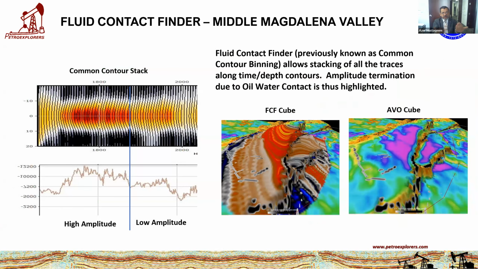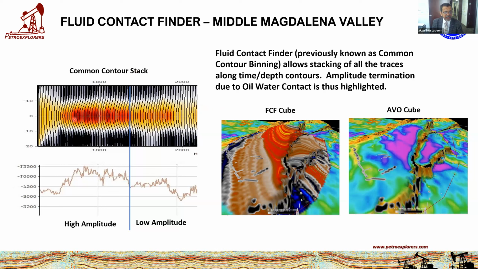Now, coming to some of the structural plays with amplitude anomalies on an oil basis. This is from the Middle Magdalena Valley. We use post-stack data, because pre-stack data in a highly structural domain might not be very good to do the AVO work. So you might want to get into the post-stack amplitudes, because you're condensing, and azimuth based. This technology is called the common contour stack, or fluid contact finder.